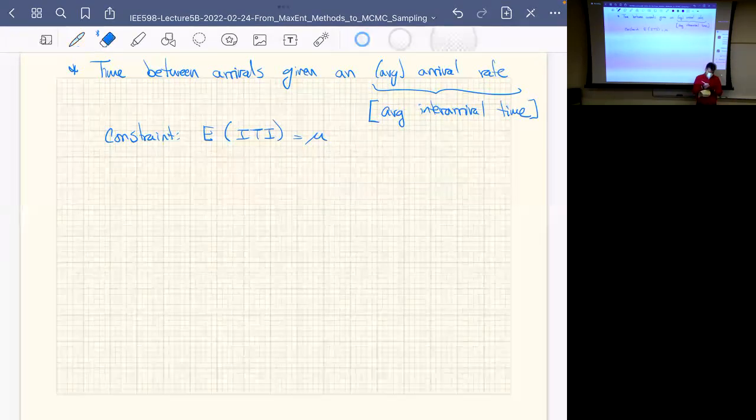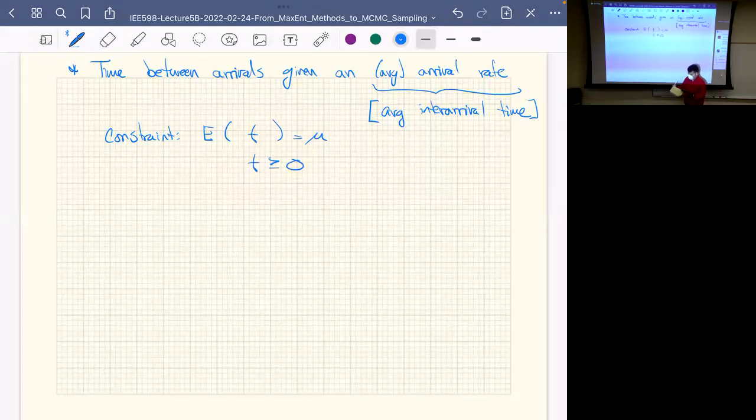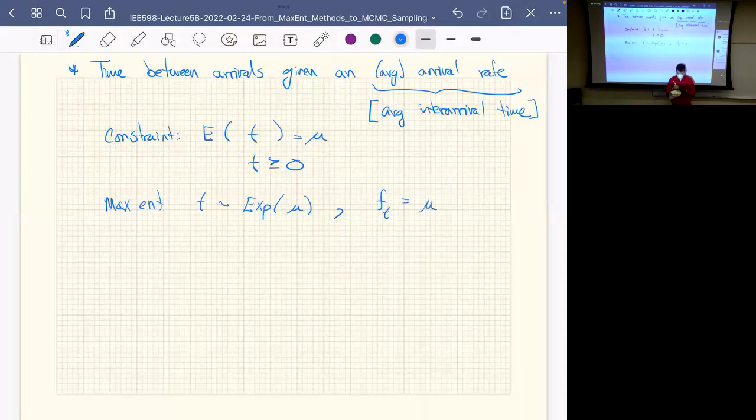So maybe I'll just make that t to make it easier here. So I'll say the expected time is mu. I know that t is greater than or equal to 0. And so not surprisingly, the MaxEnt distribution is the one where t is distributed like an exponential with rate mu, or f of t is equal to mu e to the minus t over mu.